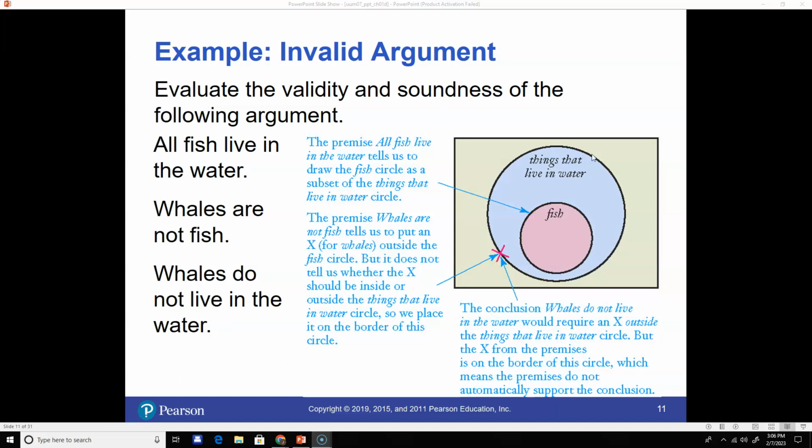All right. Again, this may be a little bit clunky, and if you're thinking, well, I know where whales live, the question is not if you know where whales live. It's based on, does the fact that the first two statements together imply that whales do not live in the water, which in this case it does not.